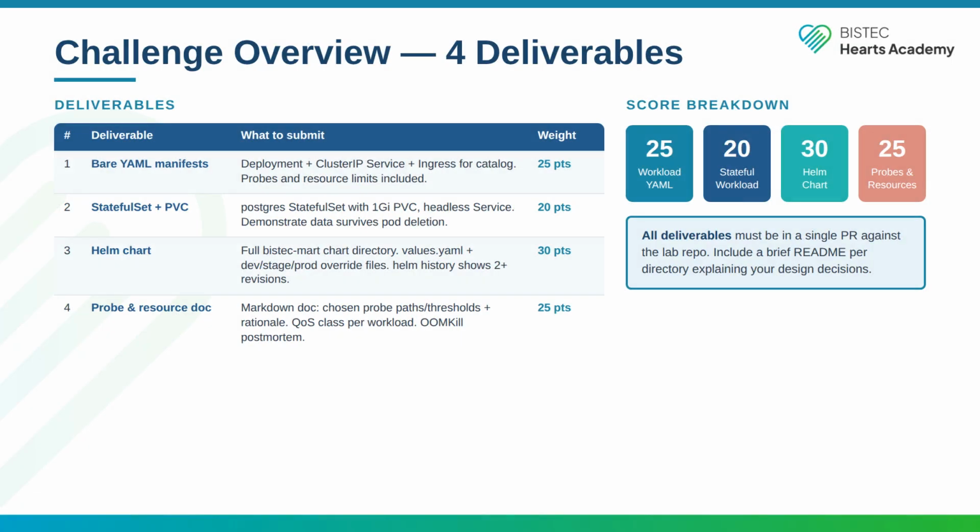Here is exactly what you are submitting and what you are scored on. Deliverable 1, 25 points. The bare YAML manifests from Part 1, a deployment, a cluster-IP service, and an ingress for the catalog service. Probes and resource limits are required, not optional. A deployment without probes and limits is not production-ready, and the scoring reflects that.